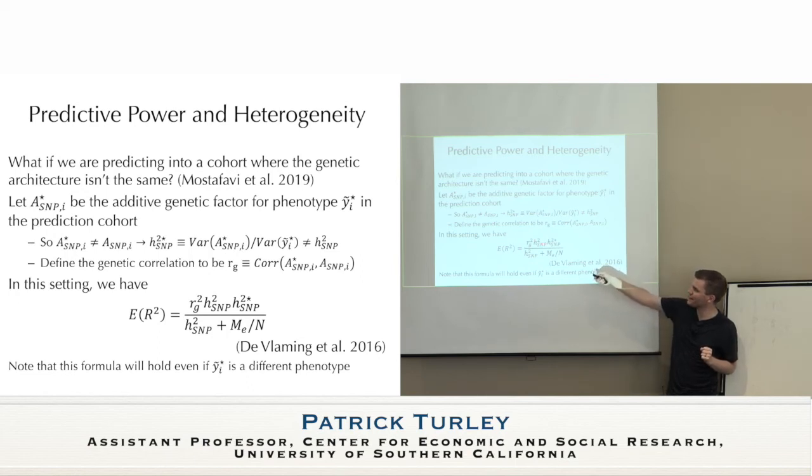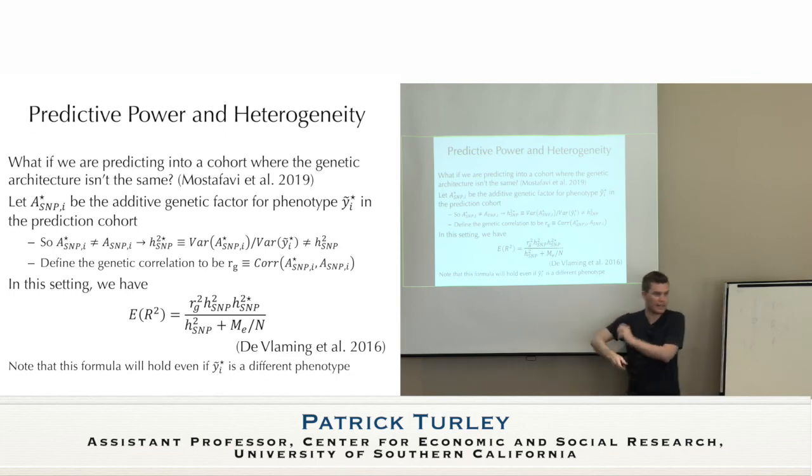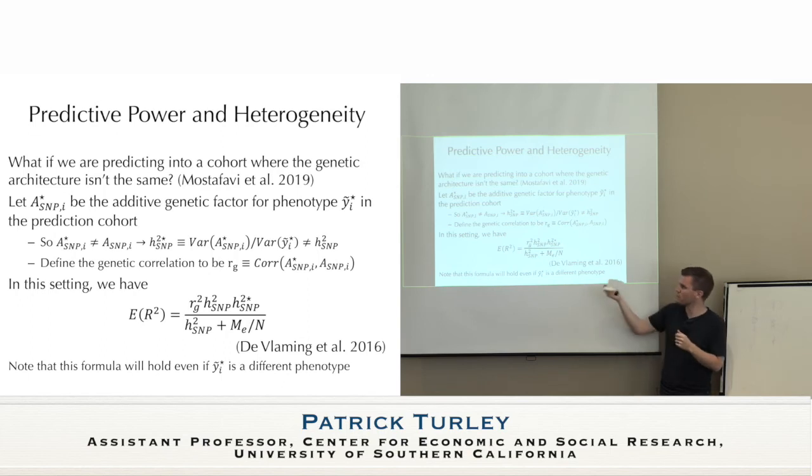However, we see that the heritability in the target sample shows up here. So let's assume that the heritability in the starred sample is bigger. For some reason, the phenotype is just much more heritable in sample star. What's going to happen to the predictive power in that case?